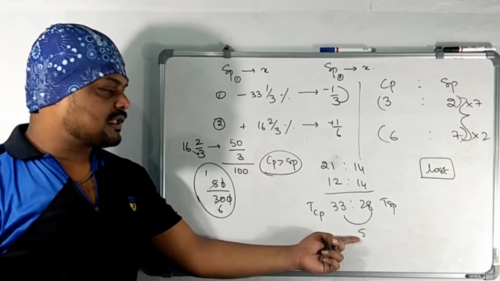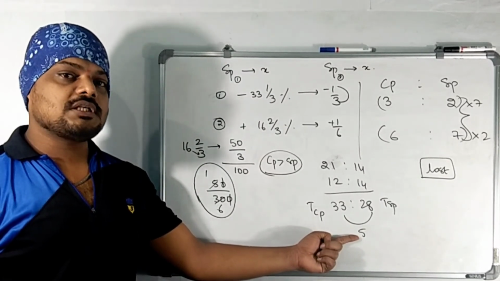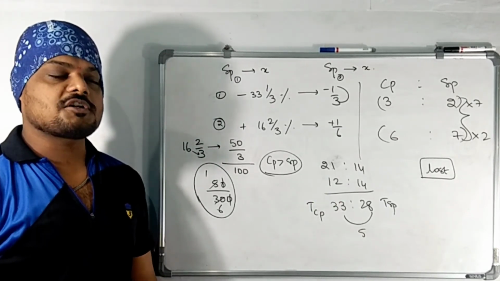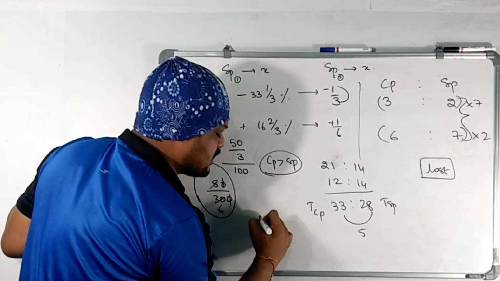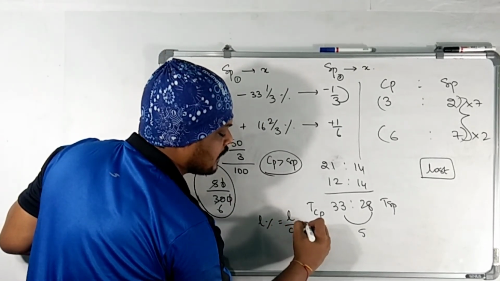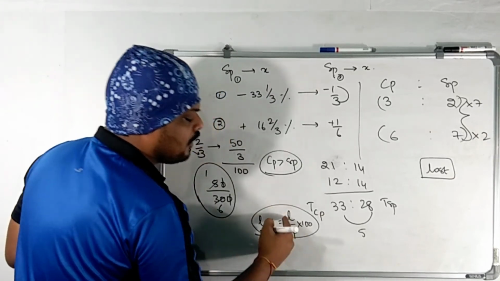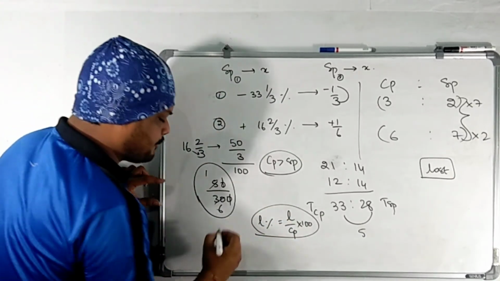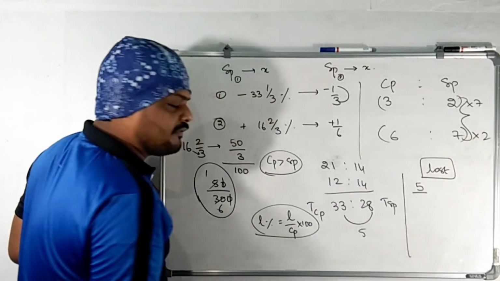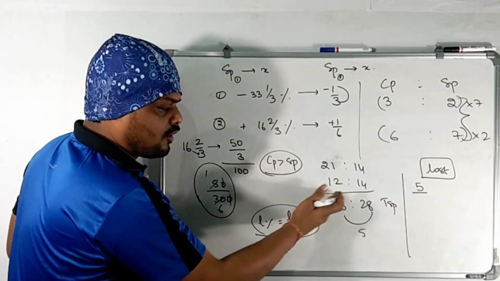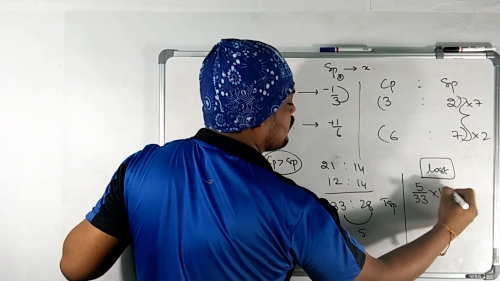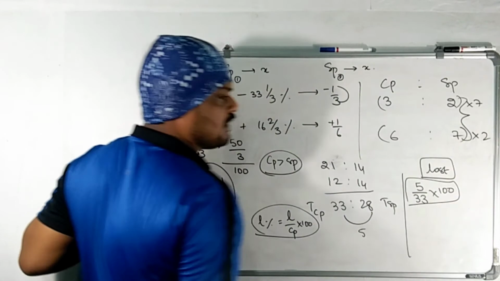So 5 units is calculated upon what? Calculated upon the total cost price. So the loss percentage is loss upon CP into 100. Loss is 5 units upon the total calculated cost price, which is 33 units, into 100. If you calculate this, you will get the exact answer.